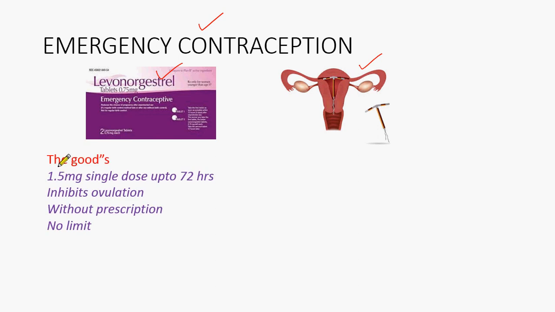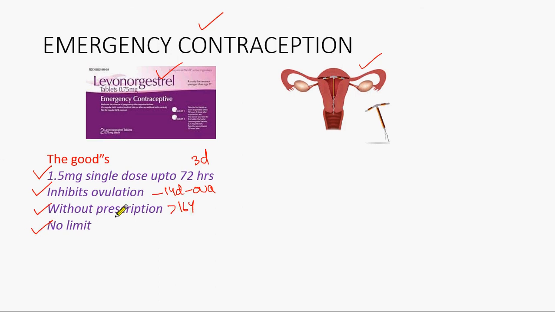Levonorgestrel is nothing but a synthetic form of progesterone whose function is to inhibit the ovulation on the 14th day, and therefore there is no ova, no fertilization, no zygote, no implantation. We should be giving it at a dose of 1.5 mg single dose up to 72 hours, that is 3 days after an unprotected sexual intercourse. You don't need any prescription if the female is greater than 16 years of age, and there is no limit as such. You can take 2 or 3 tablets also, provided you have vomitings.